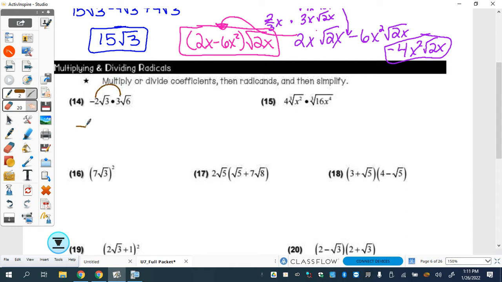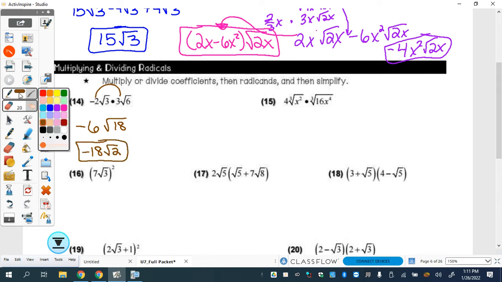So when you're multiplying, you're going to multiply the stuff out in front, so your coefficients. So for here, -2 times 3 would give us -6. Multiply your radicands together, so 3 times 6 would give us an 18. And then you simplify. So again, our perfect square that comes out of 18 is 9. Square root of 9 would be a 3 times a -6 would give you -18 radical 2.